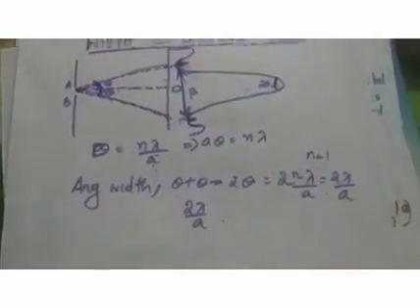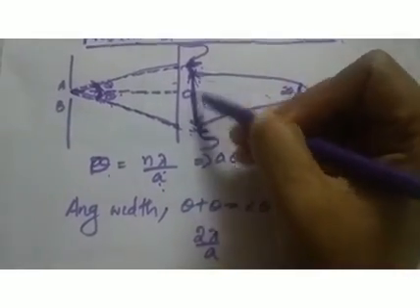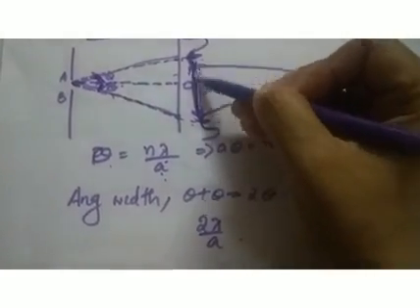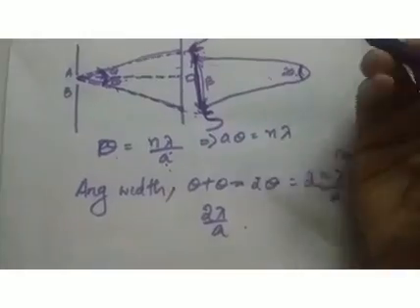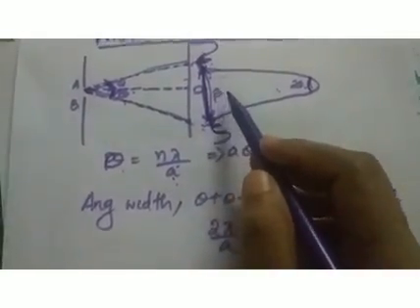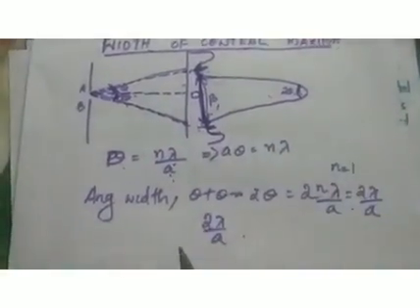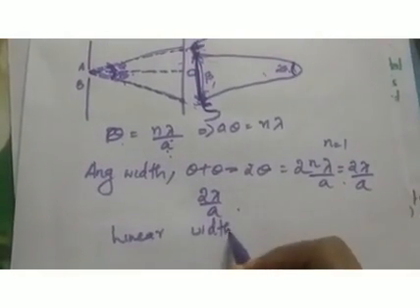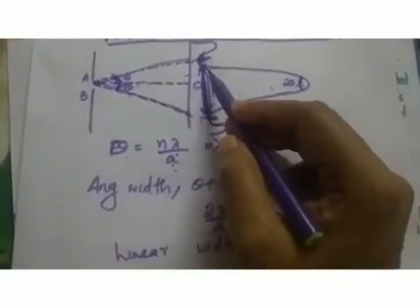Then what is the linear width? This will be the linear width, the distance between the two secondary minima. So this separation will be the linear width of the central maximum. And in order to get an expression for this fringe width, for this linear width, we can use the linear width of central maximum. It is denoted by beta.